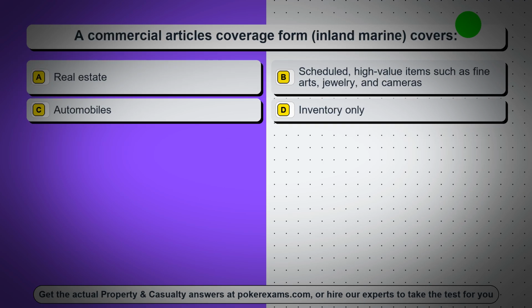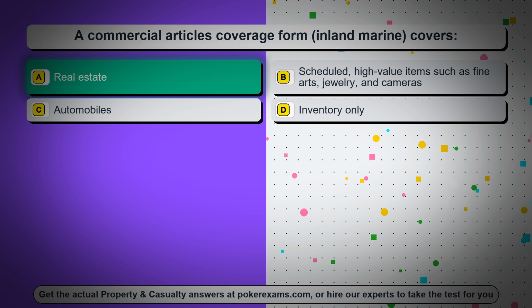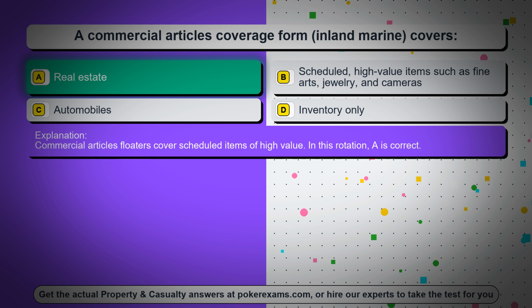Question 35. A commercial articles coverage form, inland marine, covers. Option A, real estate. Option B, scheduled, high-value items such as fine arts, jewelry, and cameras. Option C, automobiles. Option D, inventory only. The correct answer is option A, real estate. Commercial articles floaters cover scheduled items of high value. In this rotation, A is correct.